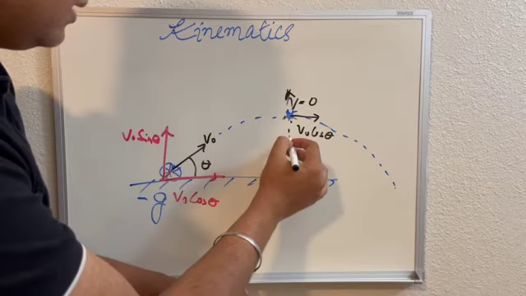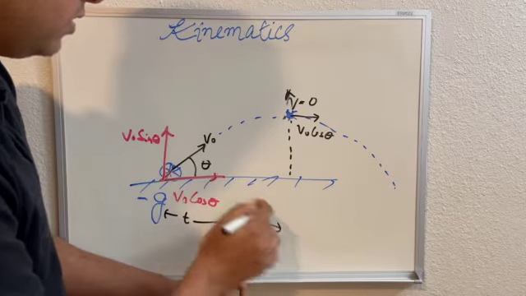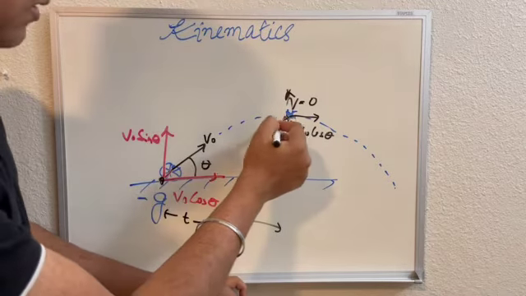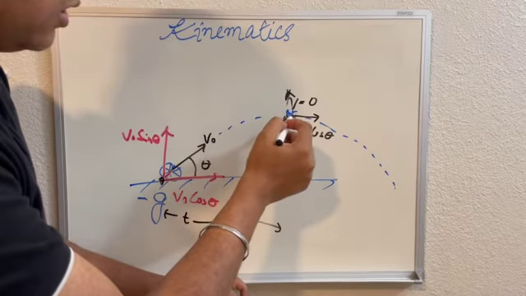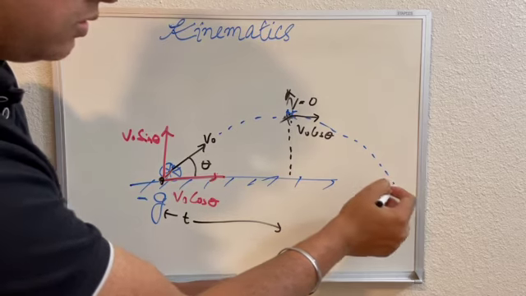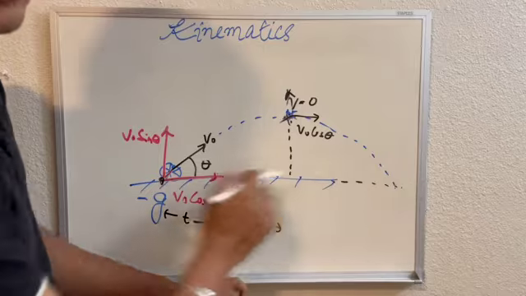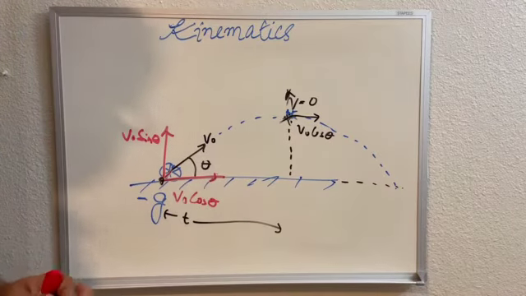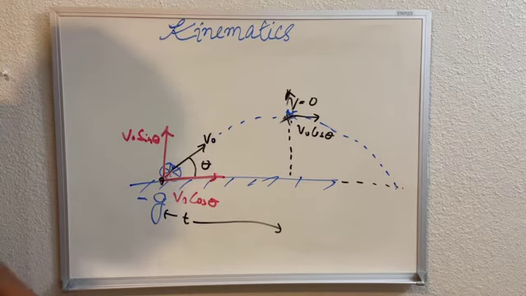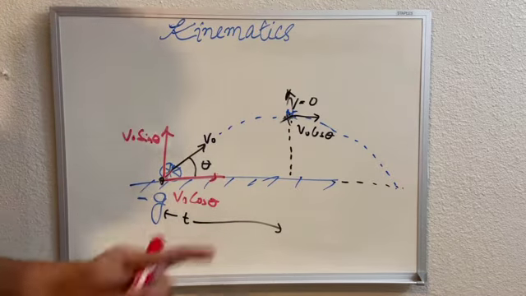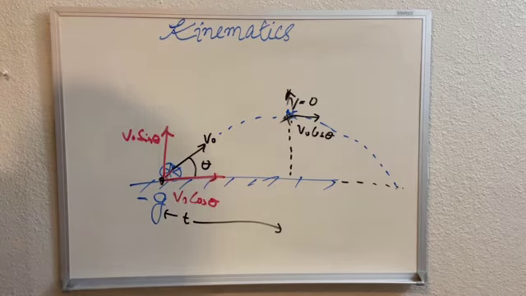Also, the time it takes to reach from this point to the top is the same as the time it takes the object to reach from the top until it hits the ground. So if this takes t, the total time is 2t. With these concepts, you should be able to answer any questions on projectile. So let's take an example problem and see how to use these to solve them.